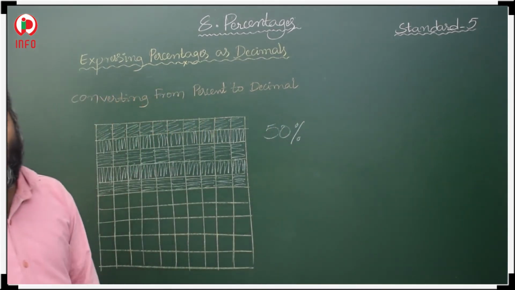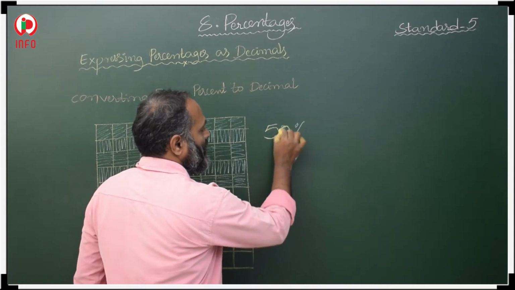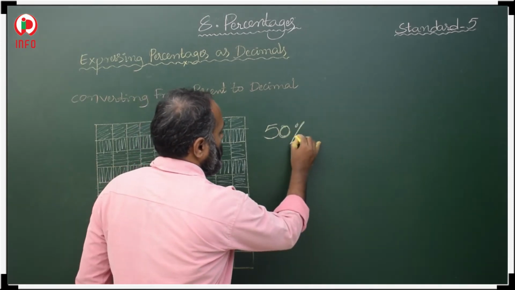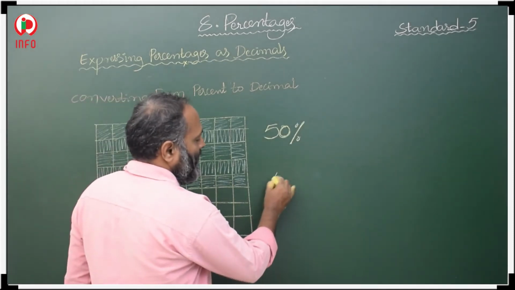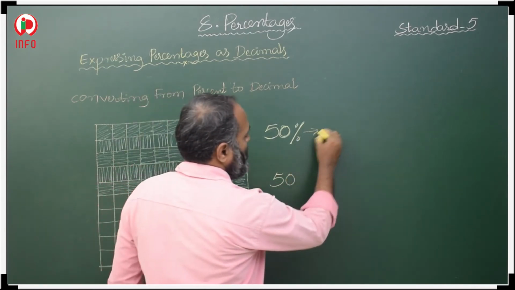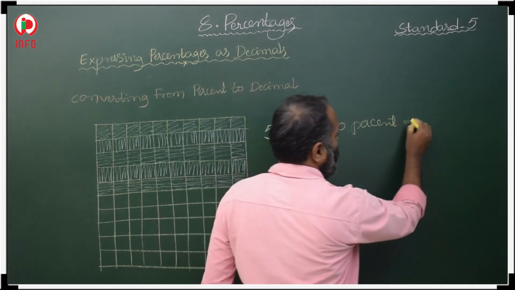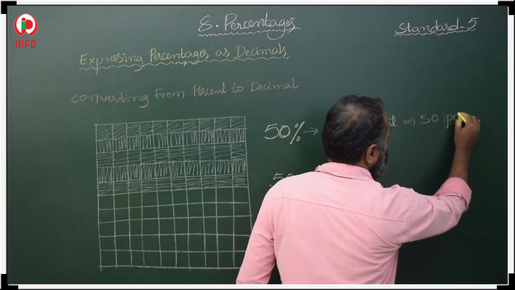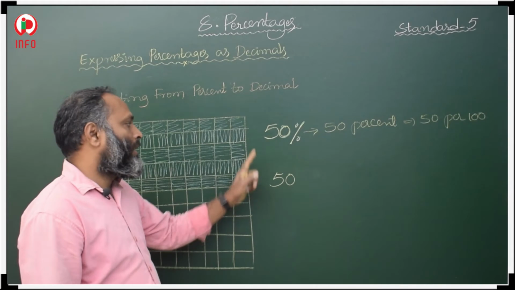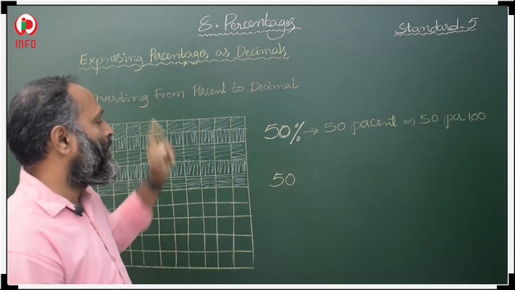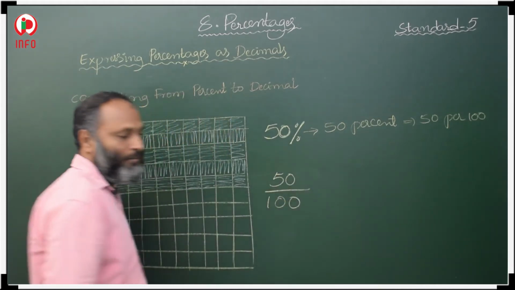50% we shaded. This is the percentage. Then how to convert this percentage into decimal? This is 50%, and 50% means 50 out of 100. To convert 50% into decimal, we take the given percent by the total percent.